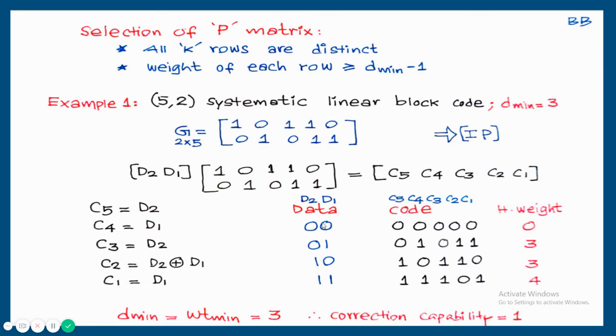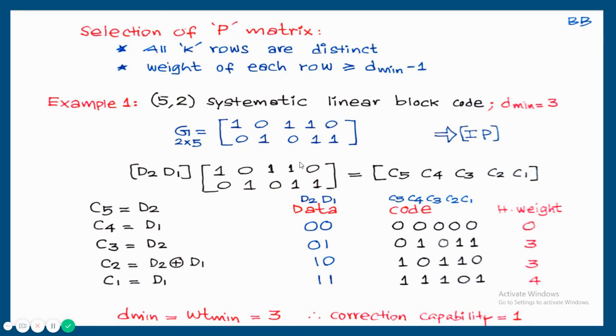I repeat the procedure. For 0, 0, without any calculation, you can write n zeros. For 0, 1, only the second bit is 1, so select the second row from the generator matrix. For 1, 0, select the first row. And for 1, 1, XOR the first row and second row.